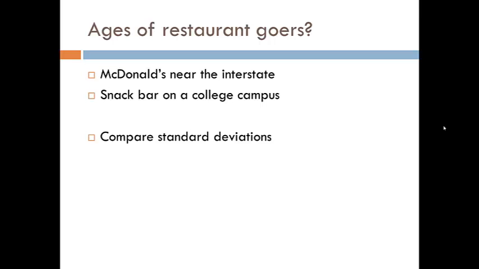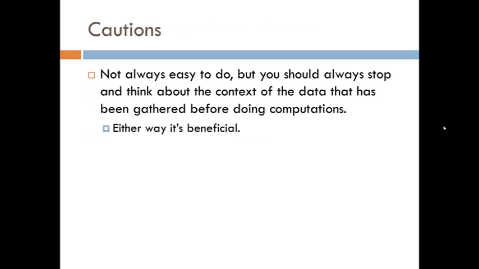On the other hand, the people who visit a McDonald's likely represent all kinds of ages, from families with small children up to older individuals. And so probably what you're going to see is a much larger standard deviation due to the much larger variability in people's ages of those who visit the McDonald's.